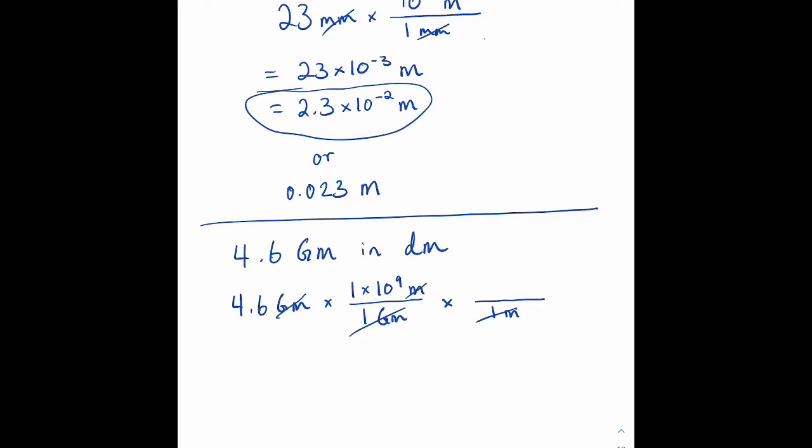Well, 1 meter is 10 decimeters. So now I can multiply out 4.6 times 10 to the 9th times 1 more 10 decimeters. So that's 4.6 times 10 to the 10th decimeters.